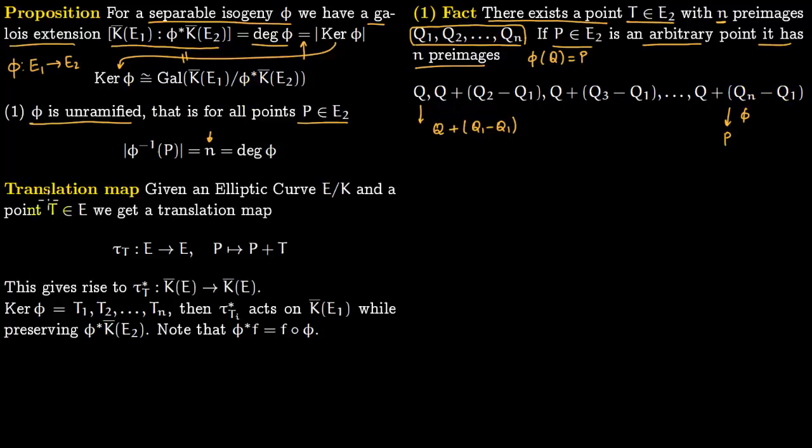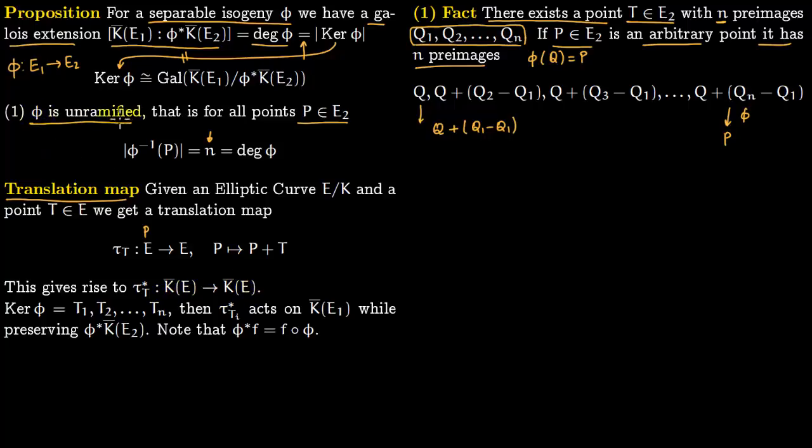Now we want to prove this theorem. First we talk about a translation map. Say we are given an elliptic curve E over K and a point T on the elliptic curve. Corresponding to this we get a translation map tau T, which takes a point P on the elliptic curve and adds T to it, so P to P plus T. This gives rise to the map tau star T in algebraic geometry, which takes the function field of the elliptic curve to the function field of the elliptic curve.